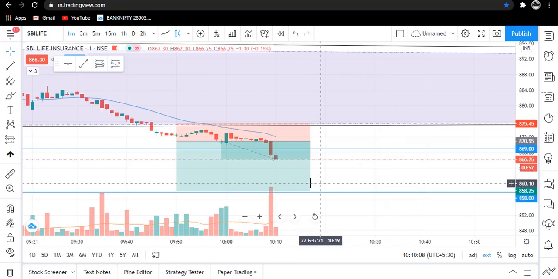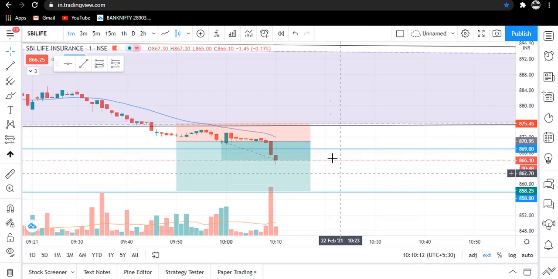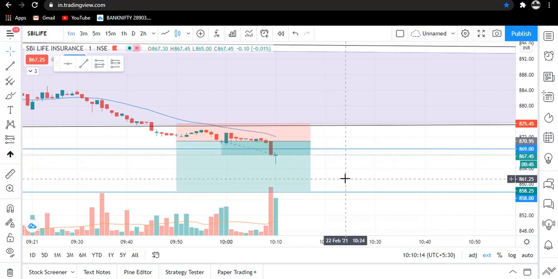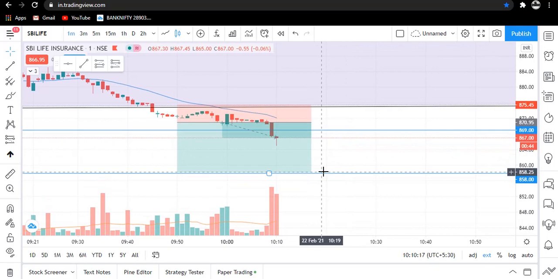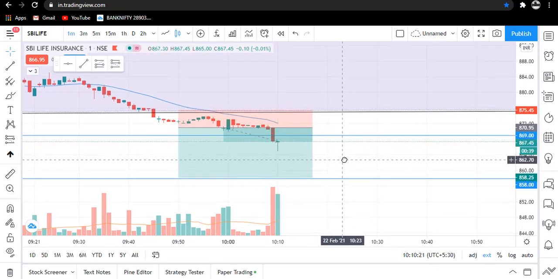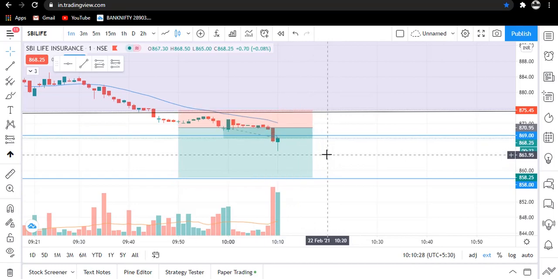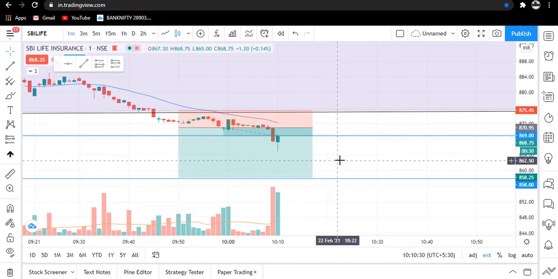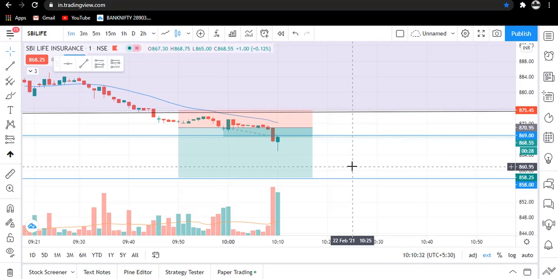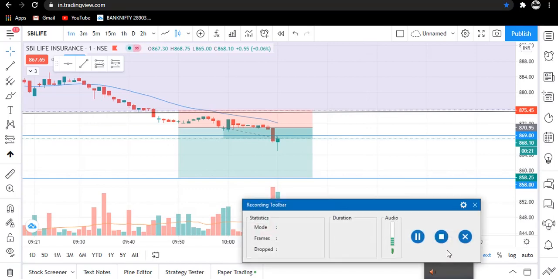Okay traders, so here we are trying to get a risk reward ratio of 2.82, where our target is this and our stop loss is over the previous swing high. Okay traders, so the trade is going on and it is showing some good momentum, so we will wait and see what happens. So traders, when it shows some good momentum or hits our target, I will update you. So now I'm pausing the video.